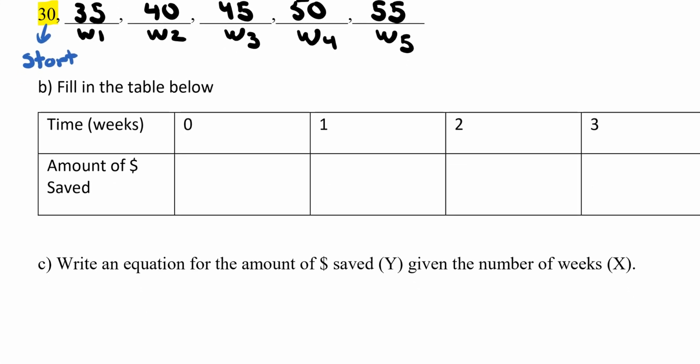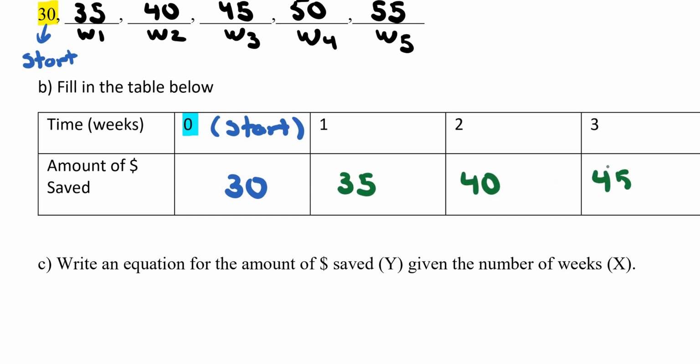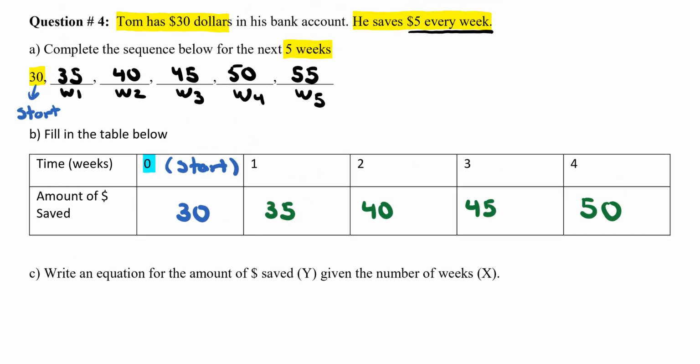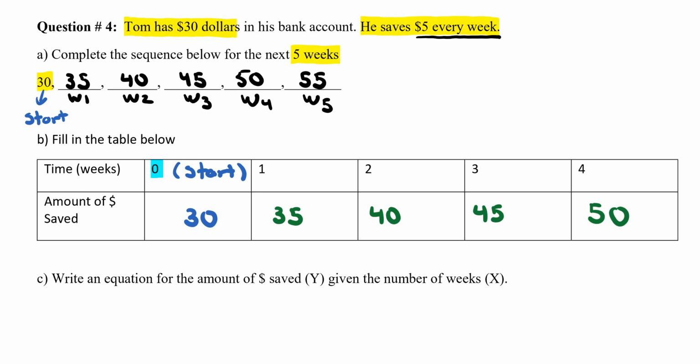And for part B, we need to fill in the table below. So at the beginning, at 0 weeks, or at the start, the question did say that Tom has $30 in his bank account, right? And then after every week, you save $5, so that'll be 35, 40, 45, and 50. Okay, so the table of values and the arithmetic sequence are kind of similar. They're just presented in a different manner.